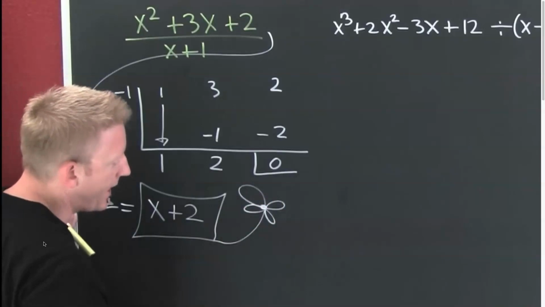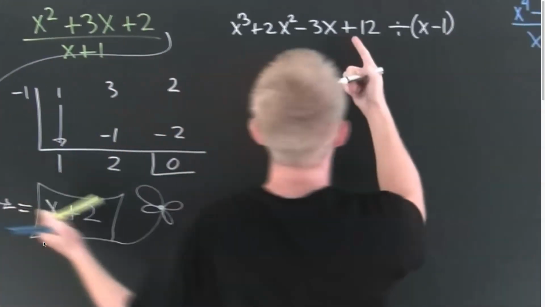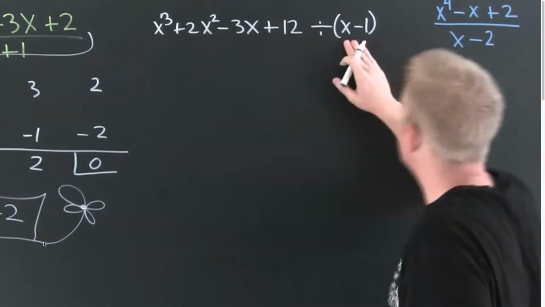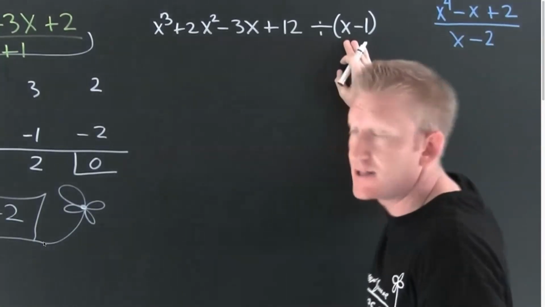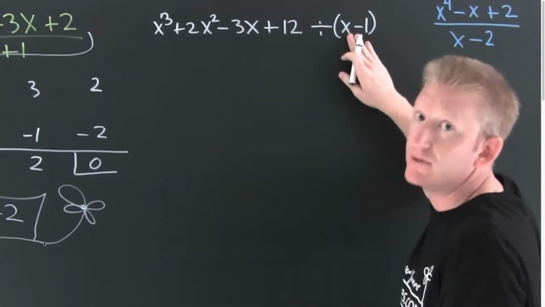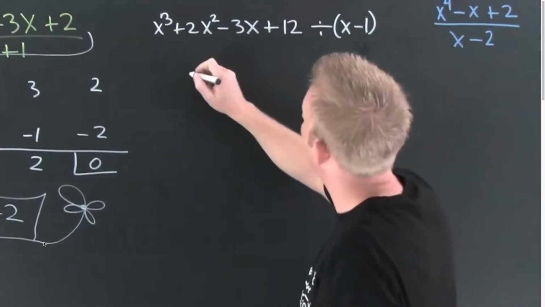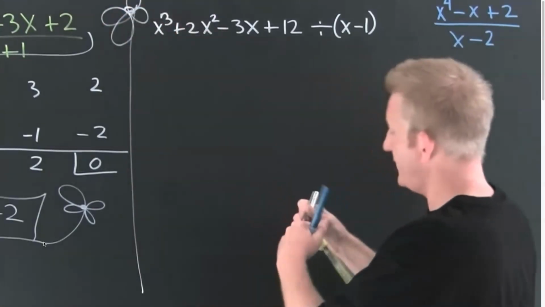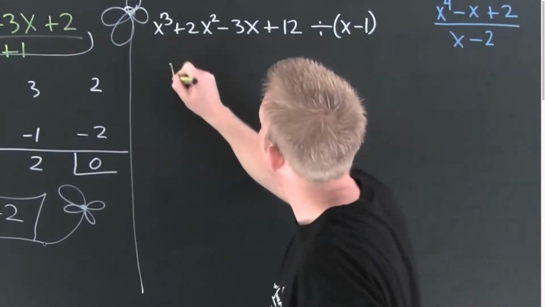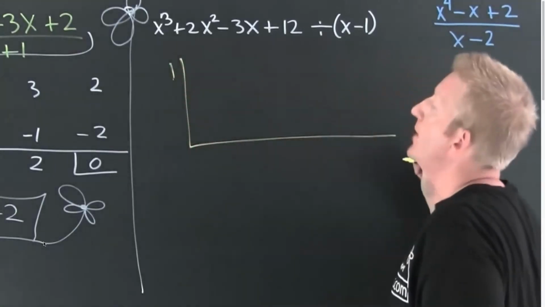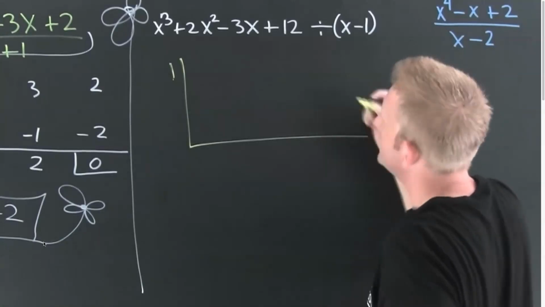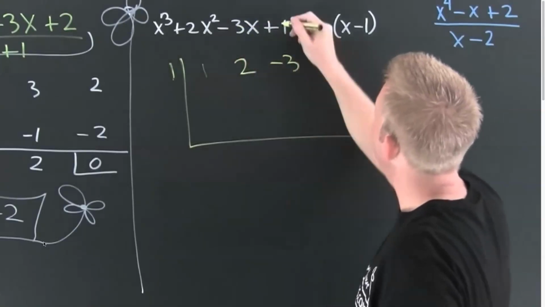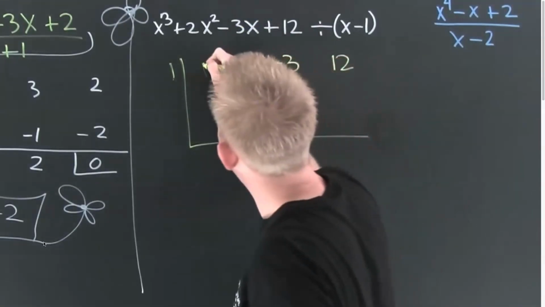Now I'm up here. Okay. Am I dividing by a special linear factor? Yes. So what goes on the outside? Zeros go on the outside. What's a 0? Anything that makes that polynomial 0. What's going to make this polynomial 0? 1 is. Yeah, 1 is on the outside. What goes on the inside? My coefficients. A 1 goes in there. A 2 goes in there. A minus 3 goes in there. And a 12 goes in there. Okay.